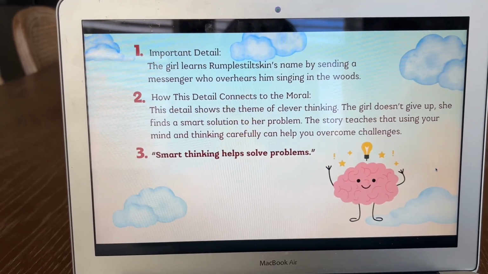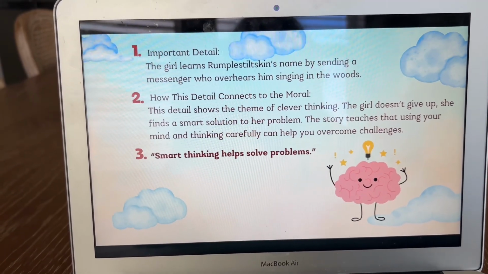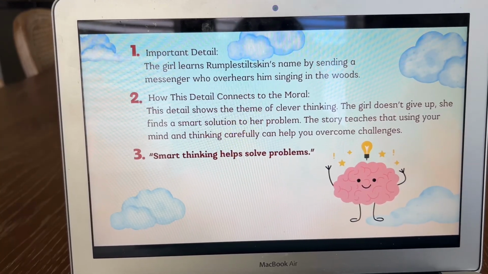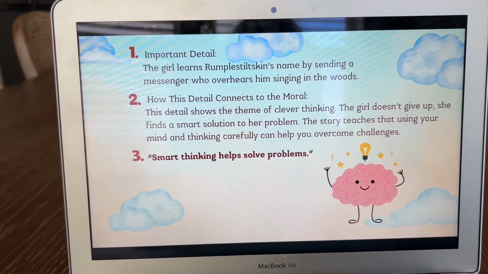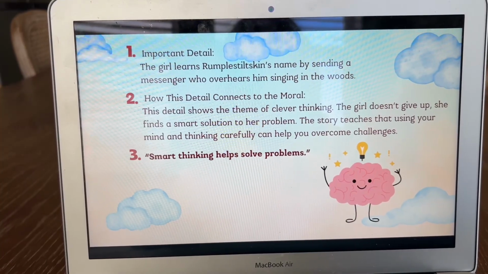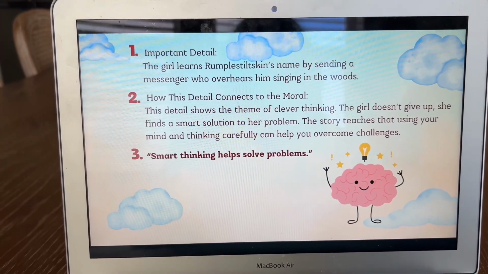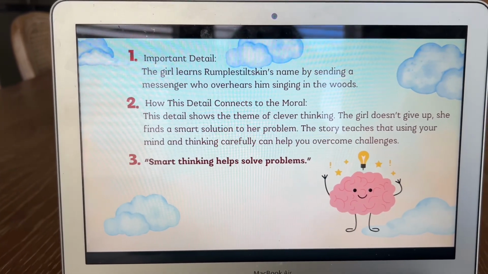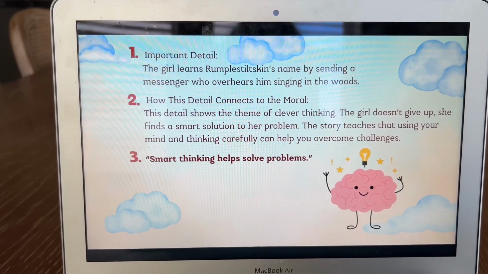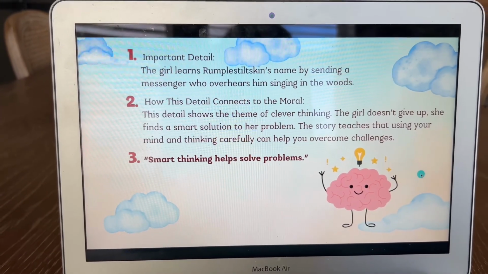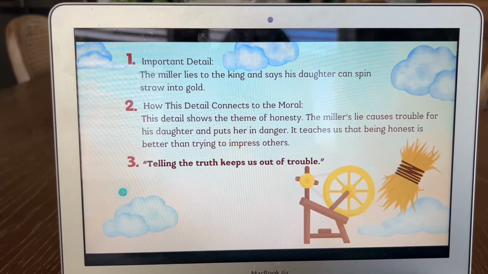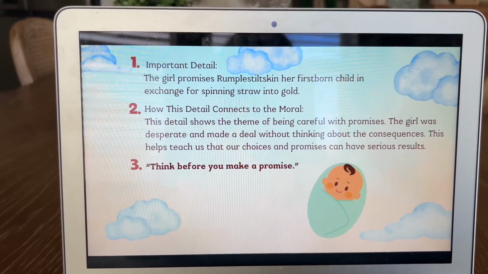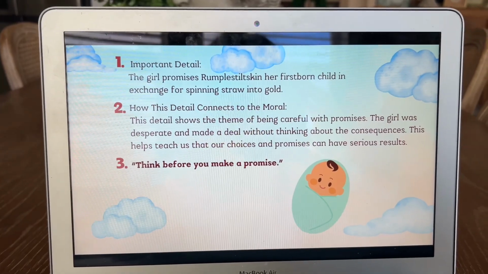Here's another good one. Important detail: the girl learns Rumpelstiltskin's name by sending a messenger who overhears him singing in the woods. How this detail connects to the moral: this detail shows the theme of clever thinking. The girl doesn't give up. She finds a smart solution to her problem. The story teaches that using your mind and thinking carefully can help you overcome challenges. And the moral is smart thinking helps solve problems. Oh, these are great. We have some really good morals in here. Everyone did a wonderful job sharing. Thanks everyone for working so hard on your slides. I can tell you put a lot of effort into them.